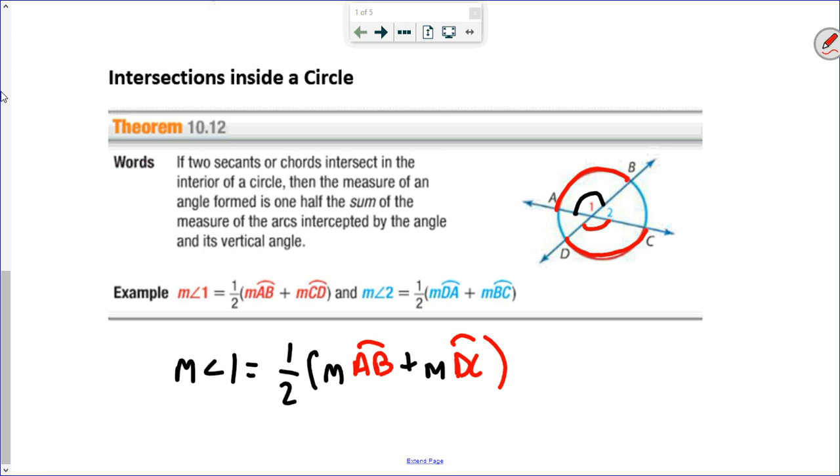Also, we do need to recall angle 1 and its vertical angle. Vertical angles are congruent, so that's also worth noting. The same thing can happen here with angle 2. The measure of angle 2 is equal to 1/2. Well, what arcs does it intercept? BC and DA. So it applies here in both cases. All right, so let's continue.